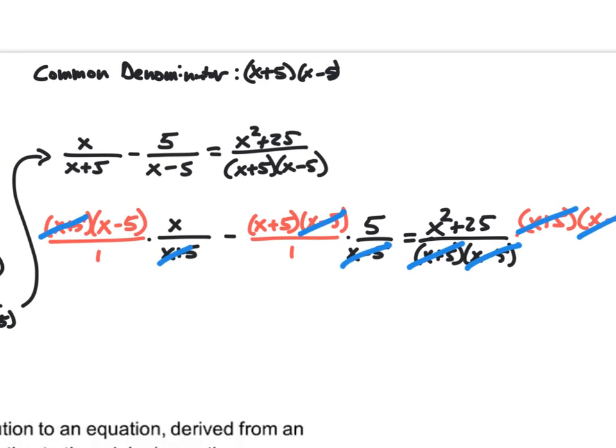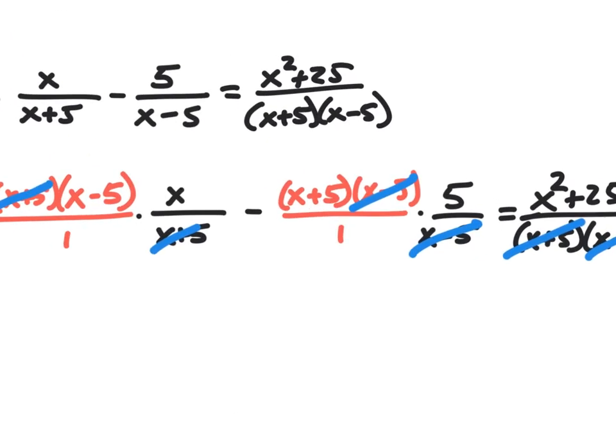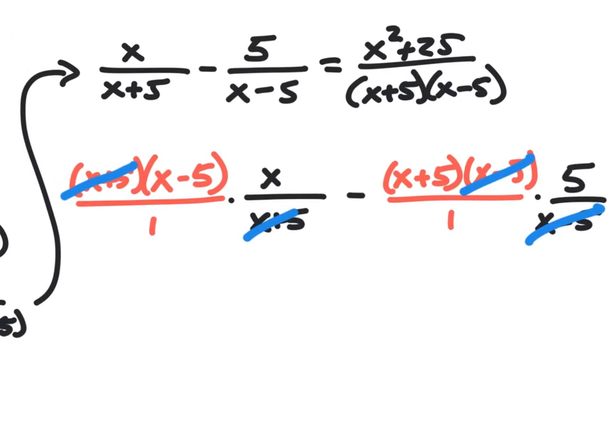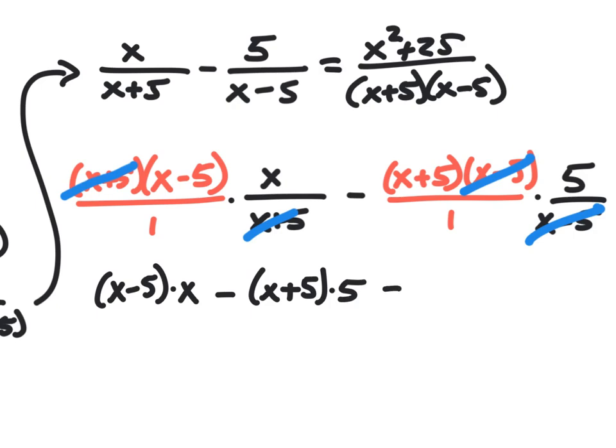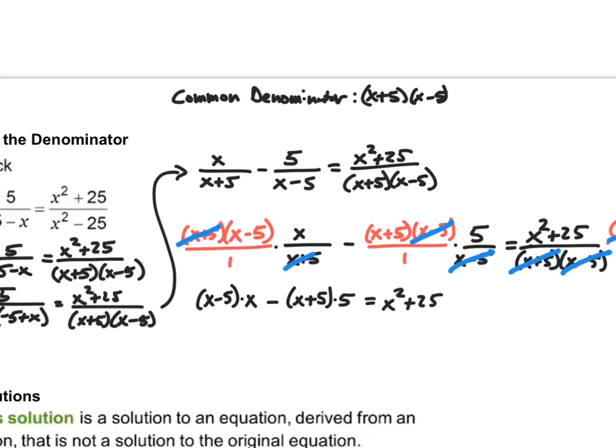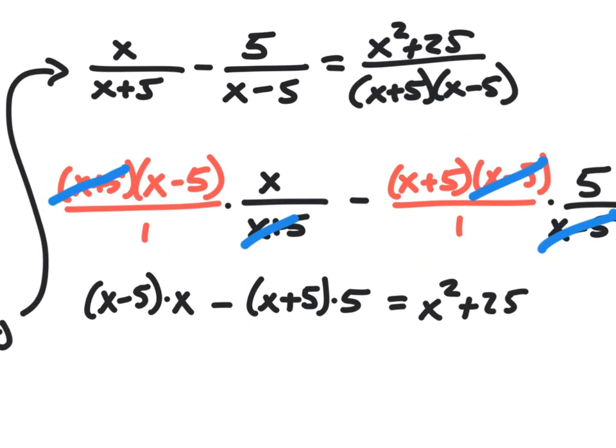All right, so now what I've got is, and let me zoom in, an x minus 5 times x minus the quantity x plus 5 times 5, and this is just equal to x squared plus 25. I know it's a lot of steps, I know it's a lot of writing, but once you get rid of these things, it really doesn't become too hard of an issue.